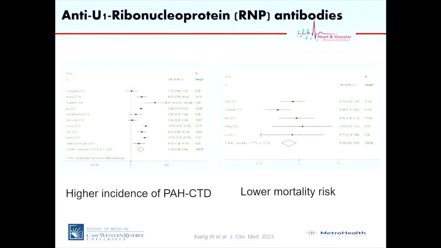One word about the anti-RNP antibodies. It turned out that this biomarker indicates higher incidence, yet a better prognosis. So if you find this marker in your patient with scleroderma, definitely intensify screening for pulmonary arterial hypertension, but know that if they have it, they will fare better than others.